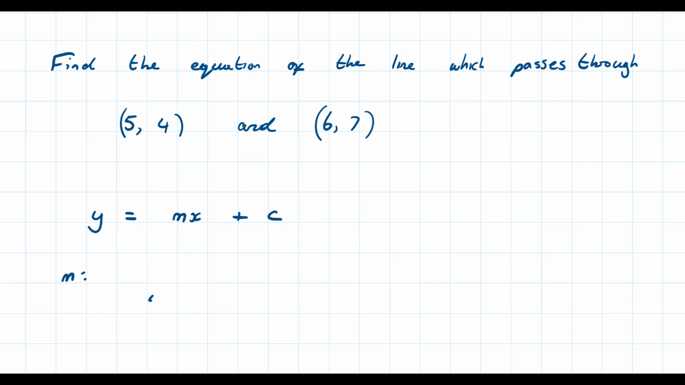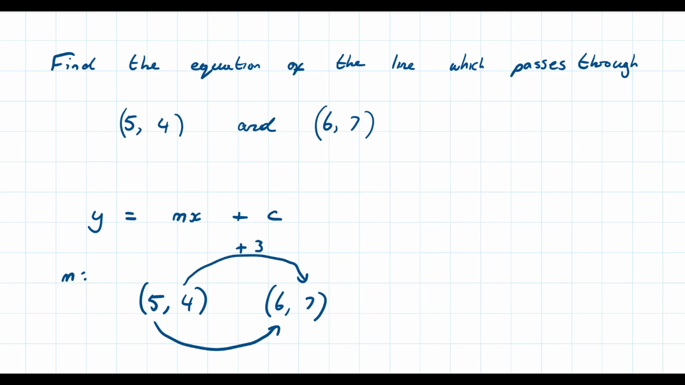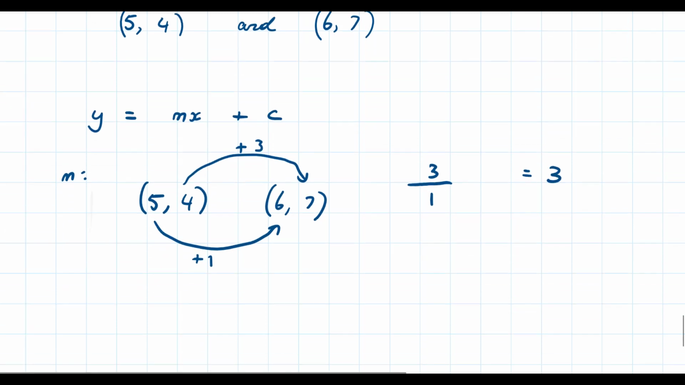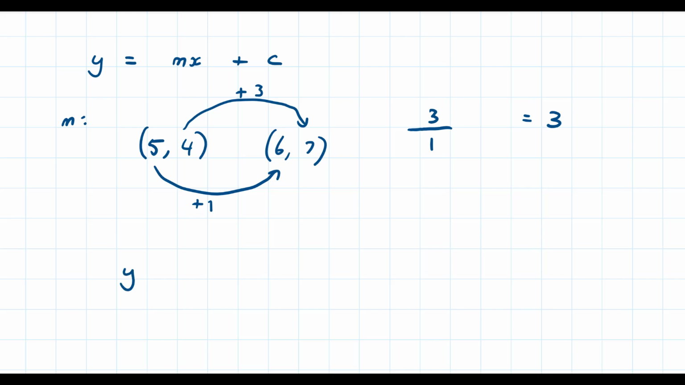And the way you work out the m is you write down your 2 points, and you work out the change in the y coordinates. So my y coordinates have changed by 3 here, and my x coordinates have changed by 1. And then you do the change in the y coordinates, which is 3, divided by the change in the x coordinates, which is just 1. And so my gradient is 3. I have worked out my gradient. So I can write down y equals 3x plus c.